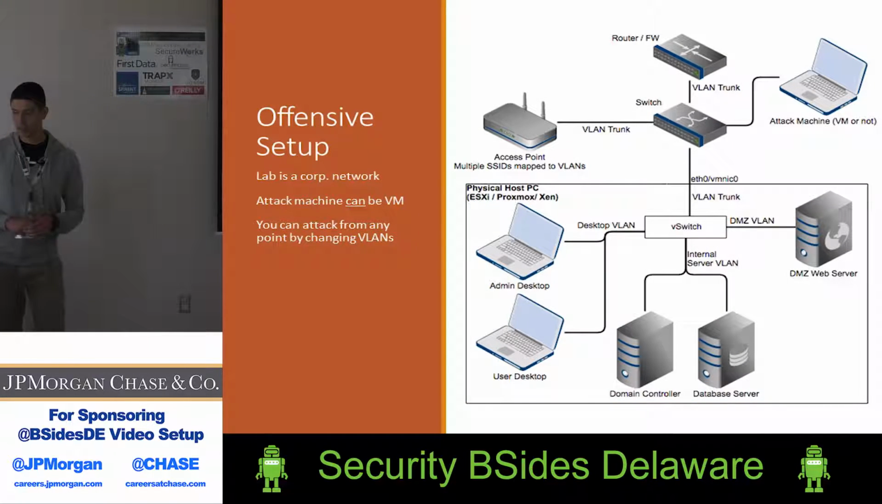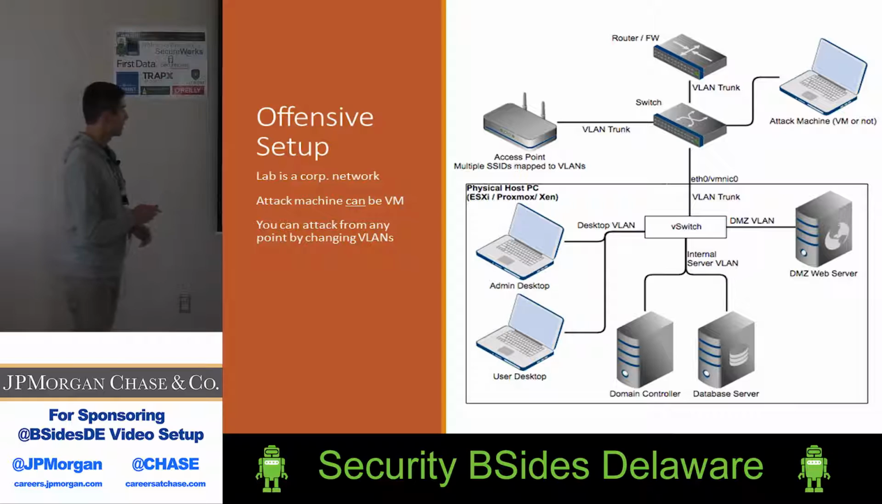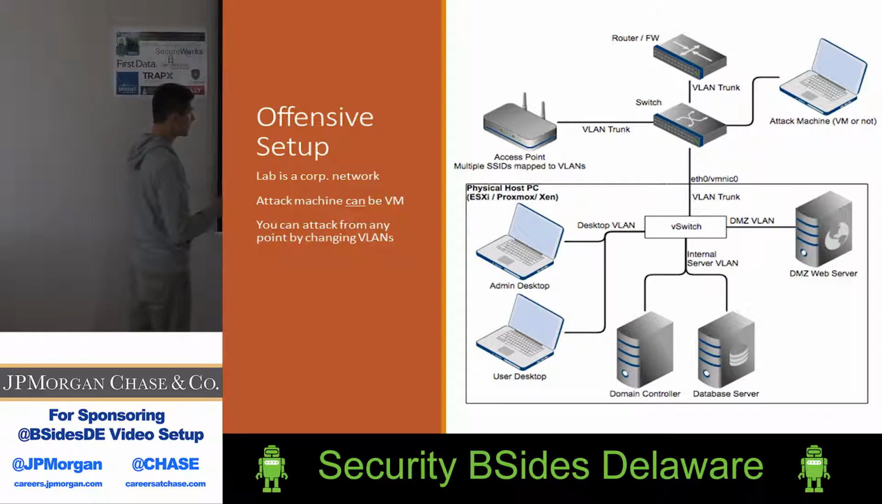Here's what that looks like. So with your offensive setup, you have a lab that mirrors a mini corporate network. So you've got a desktop VLAN here of sorts. You've got internal servers, and you've got a DMZ. That is going to connect out your VLAN trunk to a physical switch, or later on I'll explain the all virtual version. And then you can go to your Wi-Fi access point. If you want to connect with your outside laptop into your internal server network, you just make an SSID that's on that VLAN. You can pretend you're over here from being outside on your Wi-Fi. So it's very, very flexible.